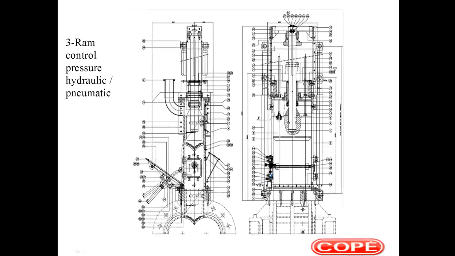Another important control in the mixer is the ram pressure. Nowadays, we can control the pressure over the entire cycle of the mixer. It can be a hydraulic system, like in this picture, or it can also be a pneumatic system.